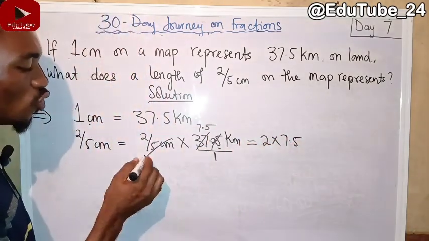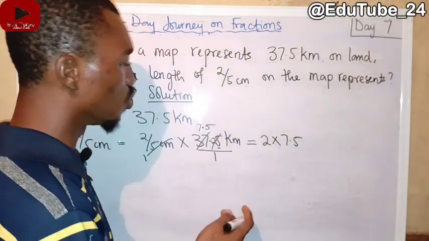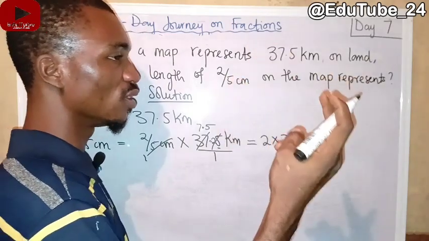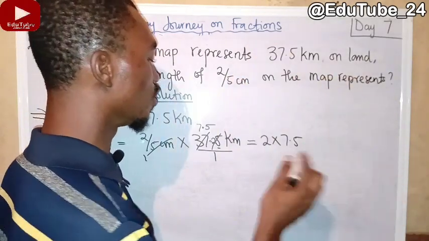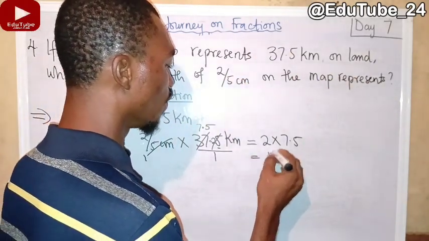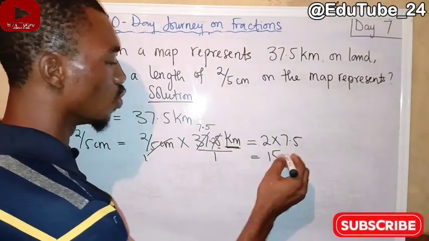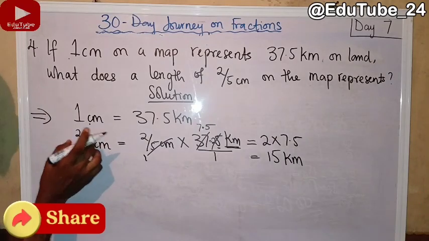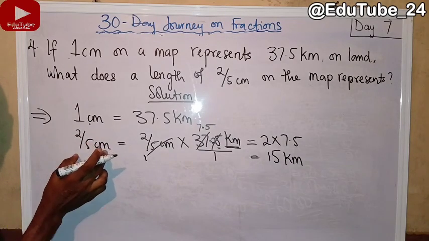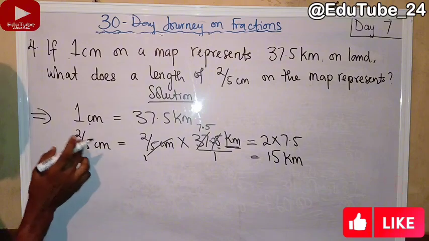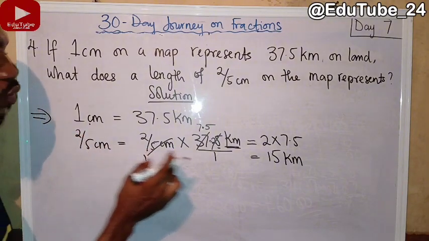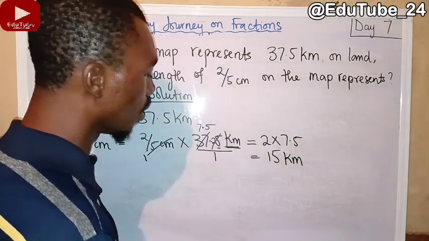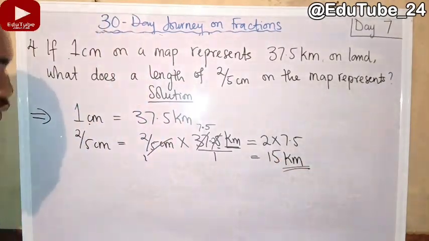In the denominator we have just 1, so there is no point writing it. So 2 times 7.5 means 7.5 in 2 places, because 7 in 2 places will give you 14. So 7.5 in 2 places will certainly give you 15. So what's our unit of measurement? Kilometer. So 15 kilometers. That means on the map the measurement is 2/5 centimeter, while on the land it is 15 kilometers. So 2/5 centimeter represents 15 kilometers on the land. And that is that about question number 4.